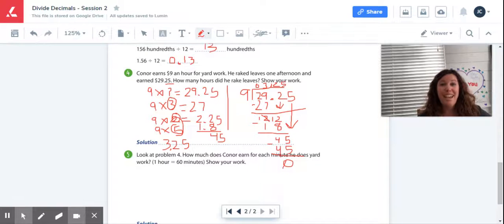So whichever way works for you, please do it. You know, Common Core, we're just supposed to show you different ways, but you've got to use the way that works for you, that you understand, that is going to help you to understand the dividing decimals, okay? So please, if you do not understand this part, but you understand standard algorithm, do it that way.